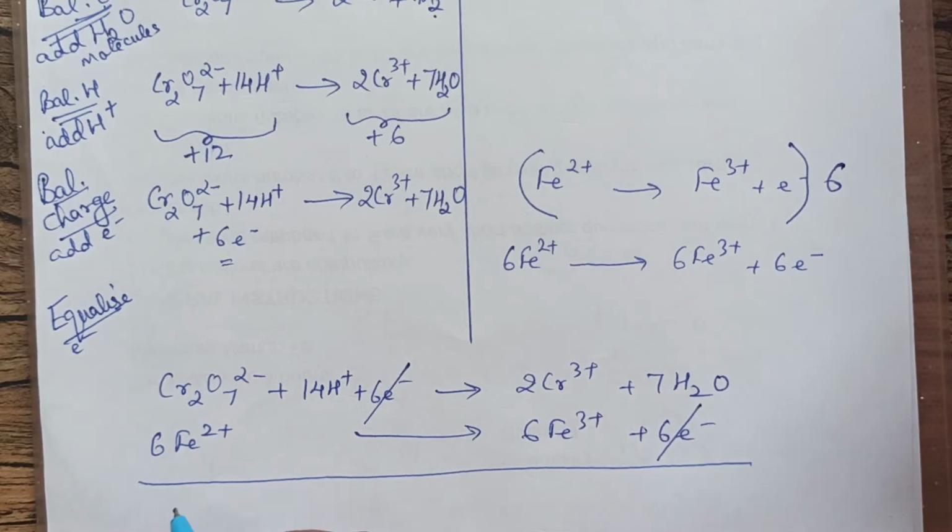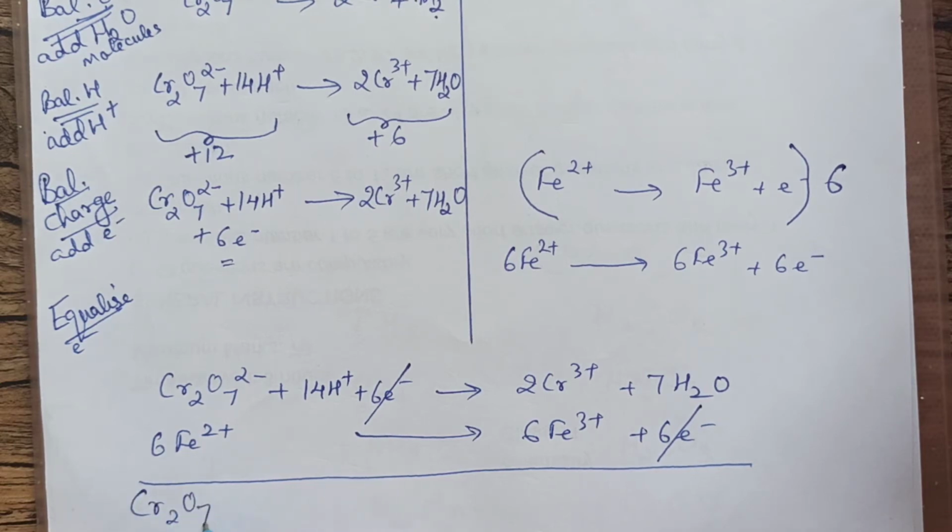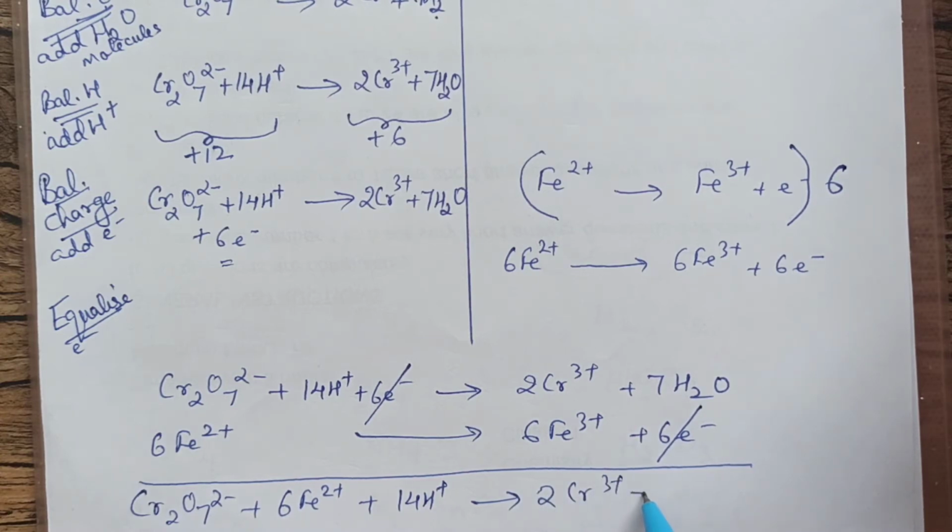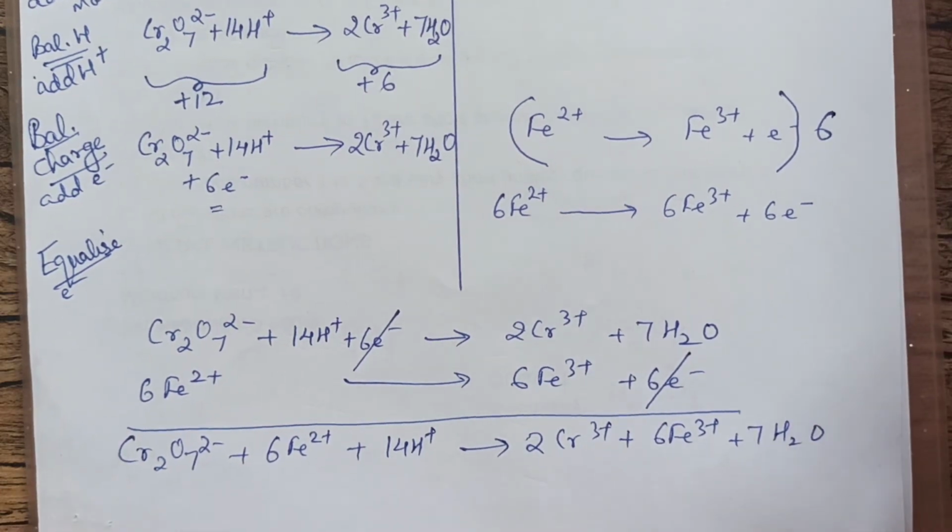Now you will copy down whatever is there on the left hand side. You have Cr2O7 2 minus, plus 6 Fe2 plus, plus 14 H plus forming 2 Cr3 plus, plus 6 Fe3 plus, plus 7 water. Now you can check for yourself whether your answer is right or not.